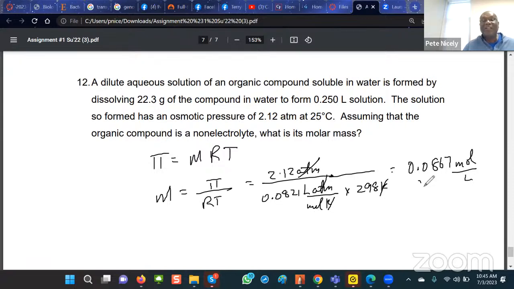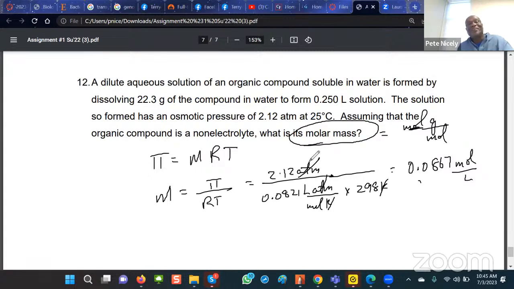Now that we have the molarity of the solution, what would be the next step? Now remember, the question is asking for what? The molar mass, right? And remember, the molar mass would be grams over moles, the mass in grams over the moles of the substance. Now they gave us the mass in grams already. So how would you find the moles?